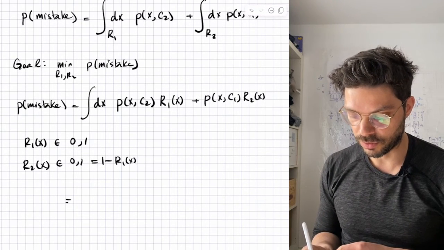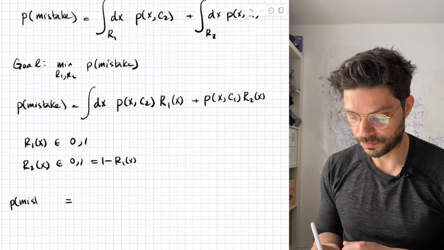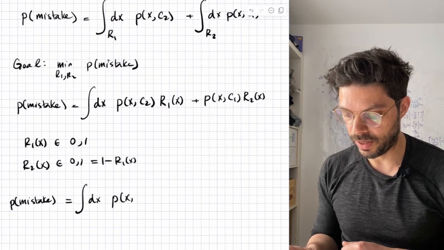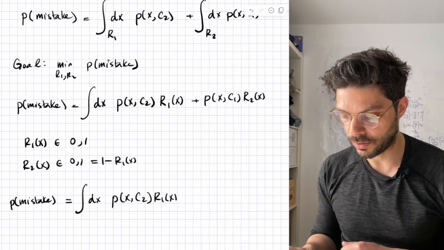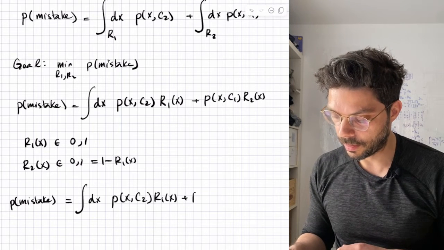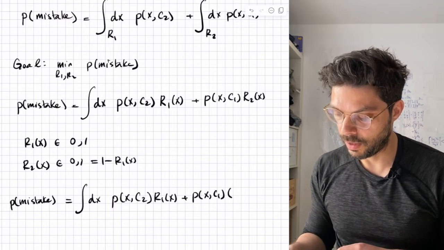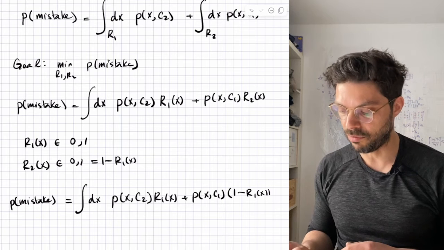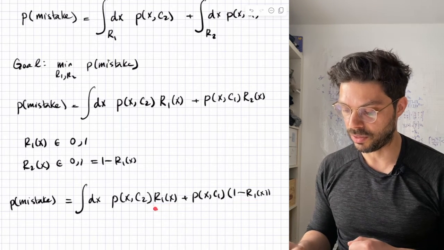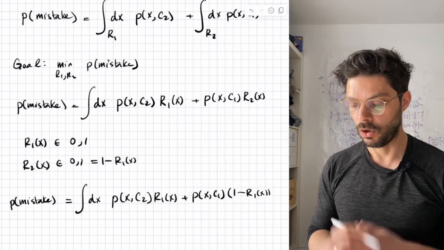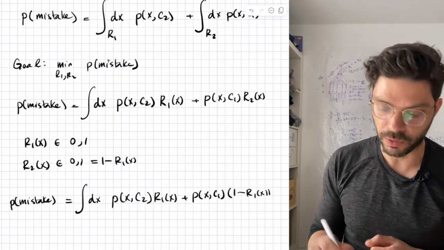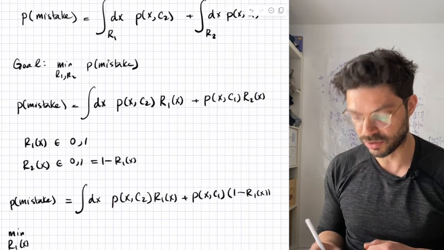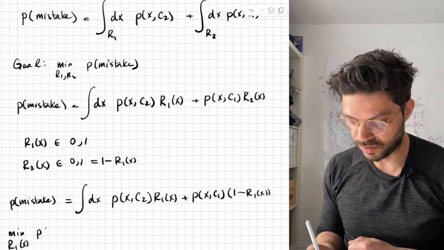So now let's write P of mistake again. Again, integrating over all of space. And now we have P of x and C2 times R1 of x, just like before, plus P of x and C1 times 1 minus R1 of x. So whenever R1 of x is 1, the second term is going to be 0. And whenever it is 0, the second term is going to be 1. So now our game is going to be to minimize over R1 of x this function, P of mistake.